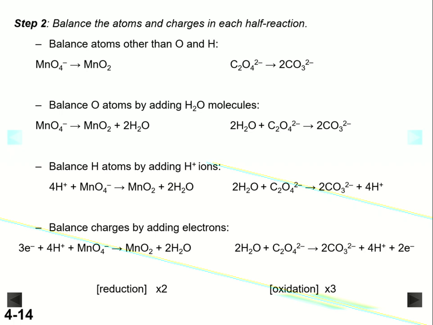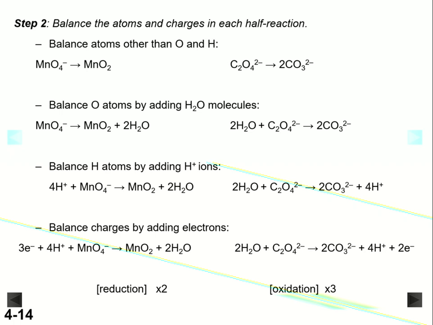Finally, we need to balance the charges by adding electrons, and for our manganese reaction, we have to add 3 electrons because it needs to be a net charge of 0 on the reactant side. And then we have to add 2 electrons in the oxalate reaction on the right-hand side. We have to add the 2 electrons to the products to make a net of -2 for both reactants and products. Now, once we've done this, we've balanced the reactions with respect to atoms and with respect to charges.